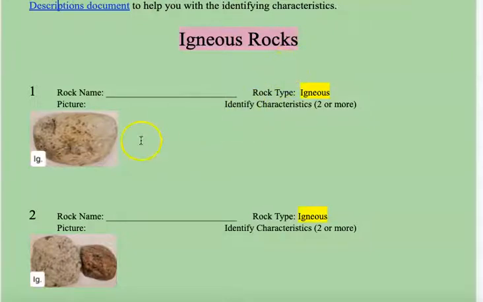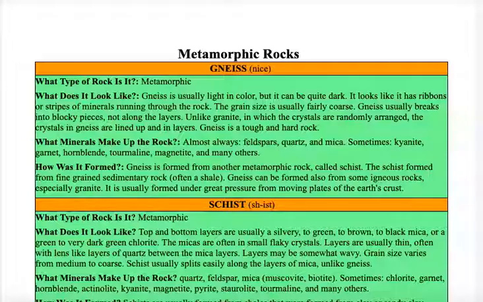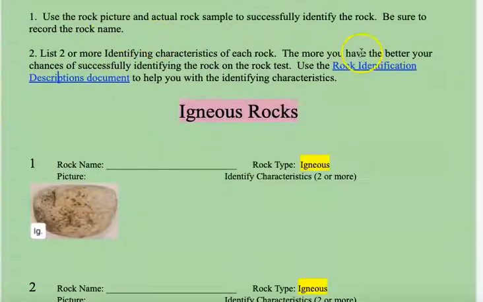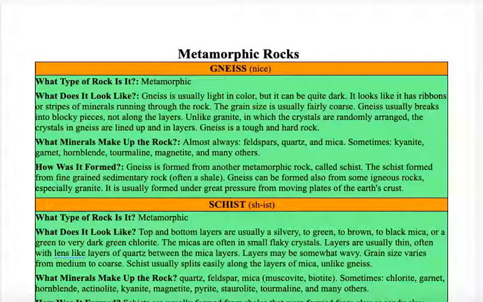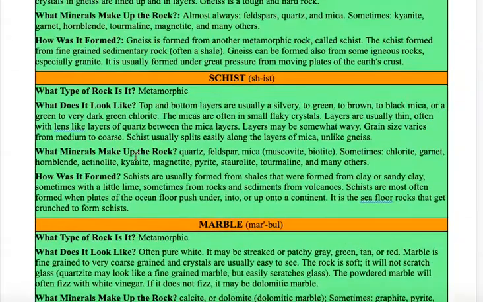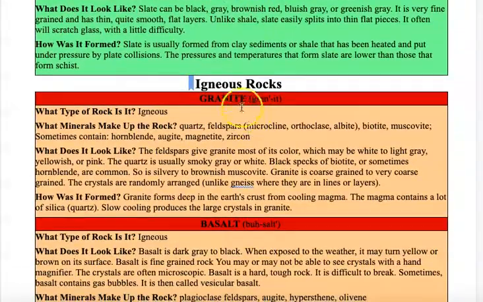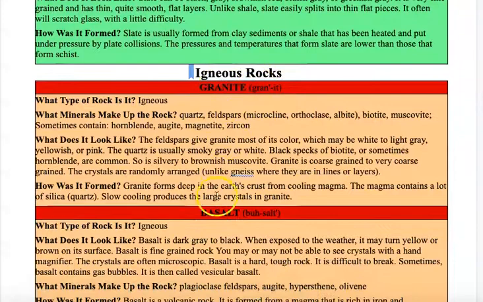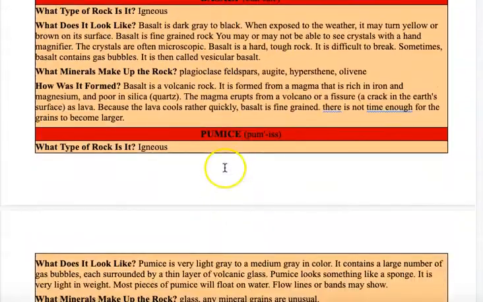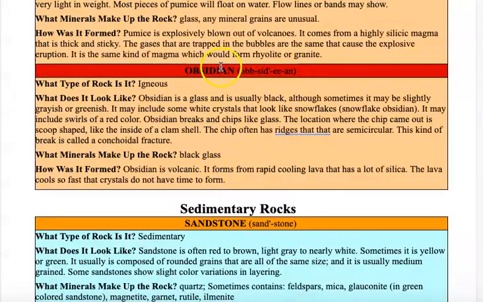Now, you can use the actual rock sample, or you can use this right here. And that is labeled right here, the rock identification description document. Now, the nice thing about this document, it goes through and it actually gives you all the names. So here are the igneous rocks. And there's granite, there's basalt, there's pumice, and there's obsidian.